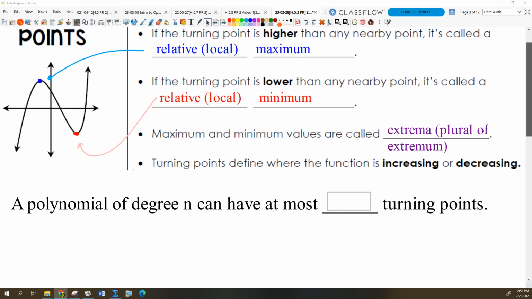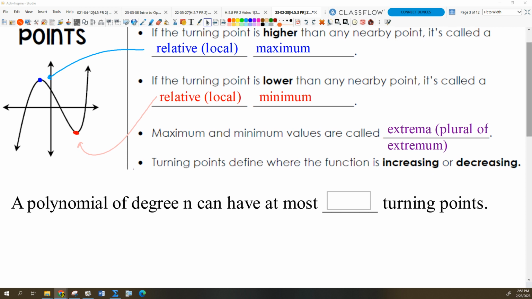Another important relationship we have to consider. A polynomial of degree n can have at most, what do you think? How many turning points? If it's an nth degree polynomial, what's the maximum number of turning points?